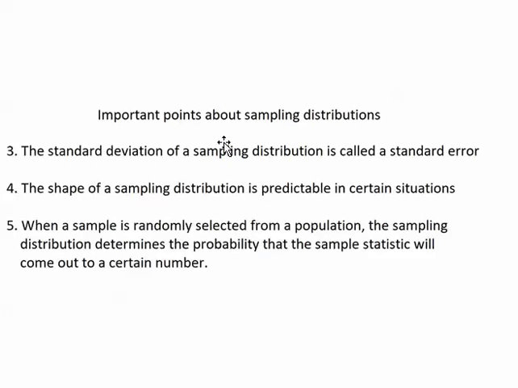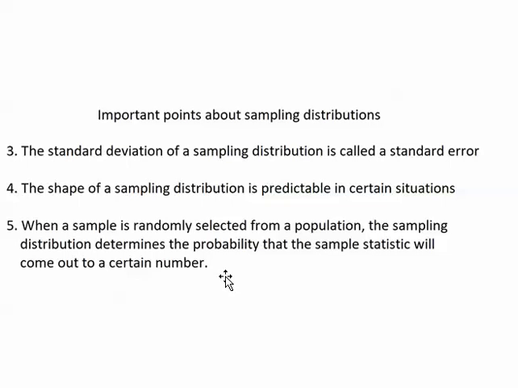A sampling distribution has a standard deviation called a standard error. When the sampling distribution has more spread to it, the standard error is bigger. The shape of a sampling distribution is predictable in certain situations, and that's something we'll talk about more later. Sometimes it's possible to predict the shape of a sampling distribution without actually creating it. Also, when a sample is randomly selected from a population, the sampling distribution determines the probability the sample statistic will come out to a certain number.